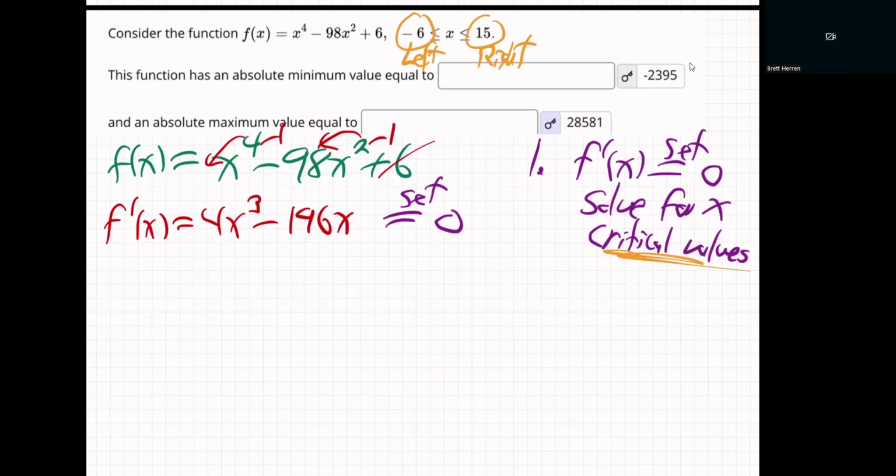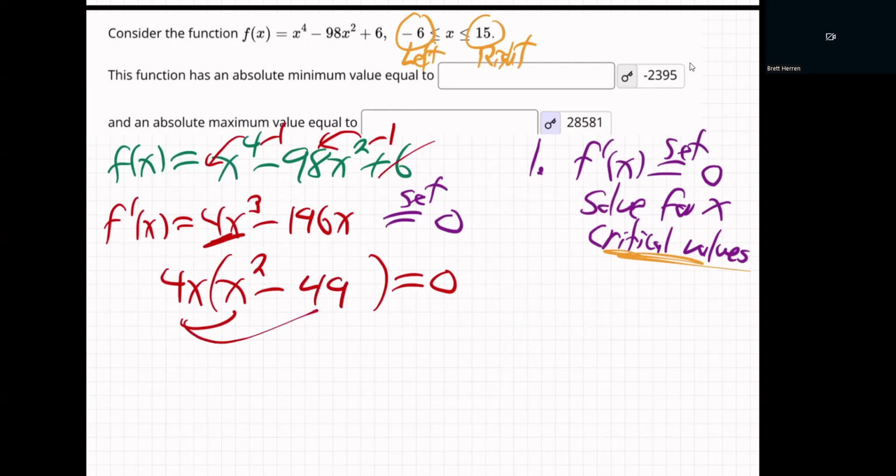How do we solve this? Well, let's factor out 4x. Use your calculator. 4x times x squared, go back, 4x cubed minus 196x, I think. 49, I think? Yeah, that's right. So that'll go there and it'll go back. Use your calculator if you're not sure. Okay, so we factored it, but we're not done.